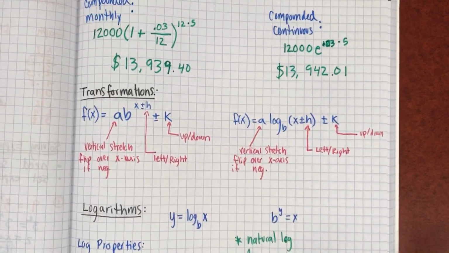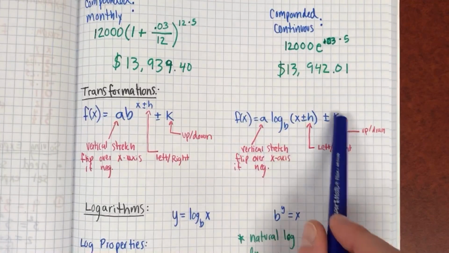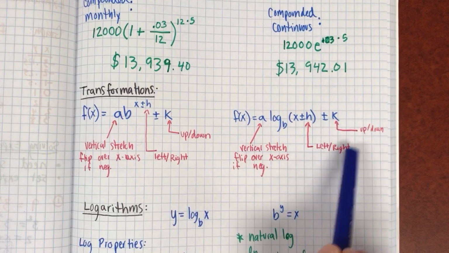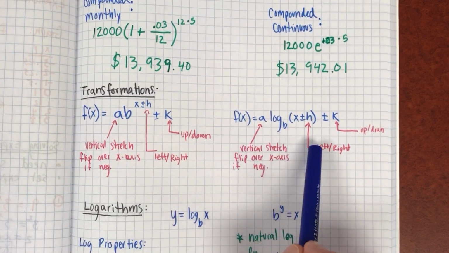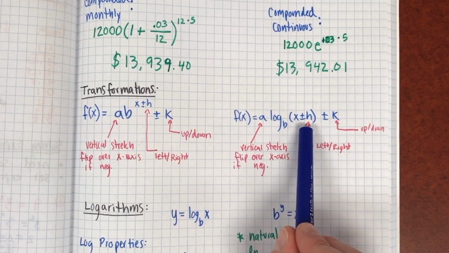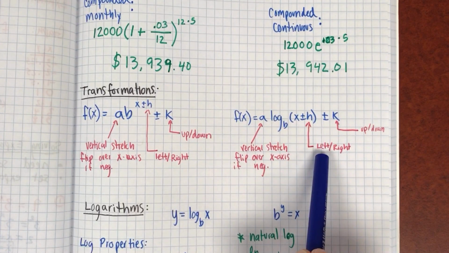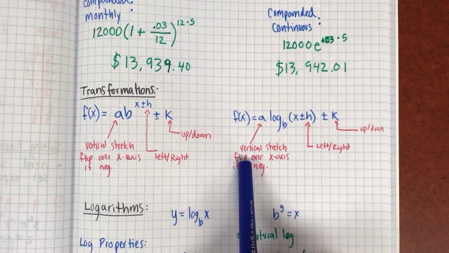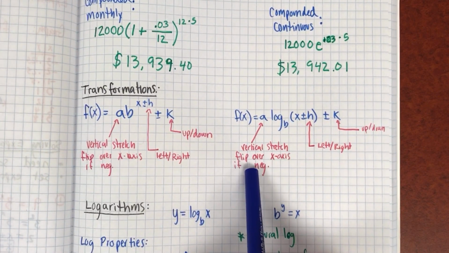Now, if we shift gears going back to transformations with our logs, we have the exact same transformations. They do the same things. This time, it's just kind of rewritten to a logarithm. And remember, our h value is a liar. It moves left and right. Our k value is up and down, and our a value will flip it over the x-axis.